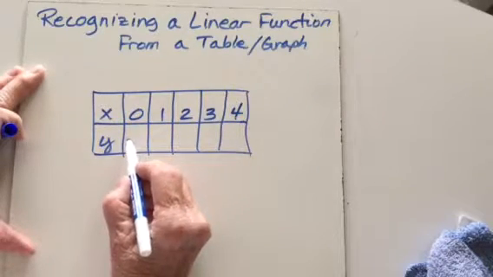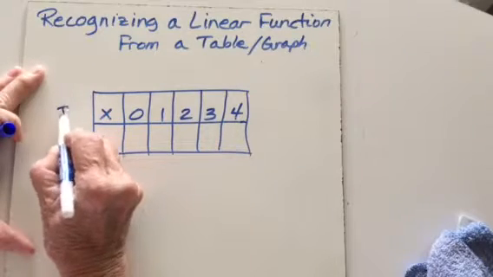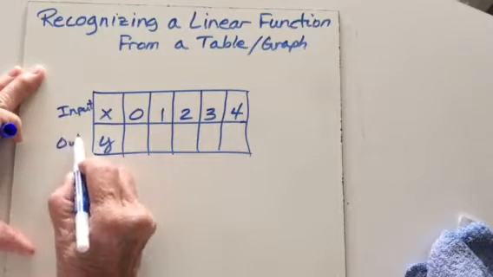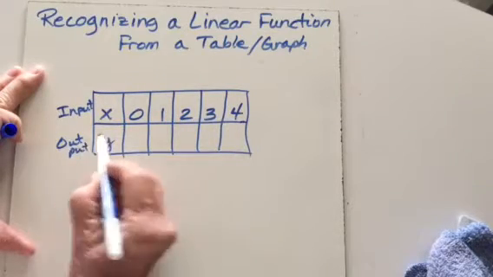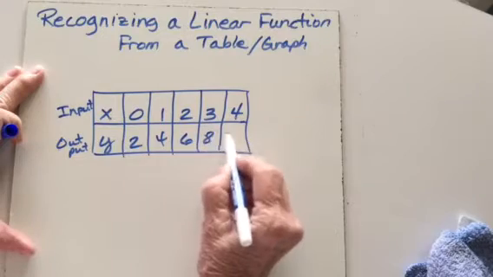And we'll call the output. By the way, this is the input. You put in the X, you take out the Y. This is the output. Okay? 2, 4, 6, 8, 10.